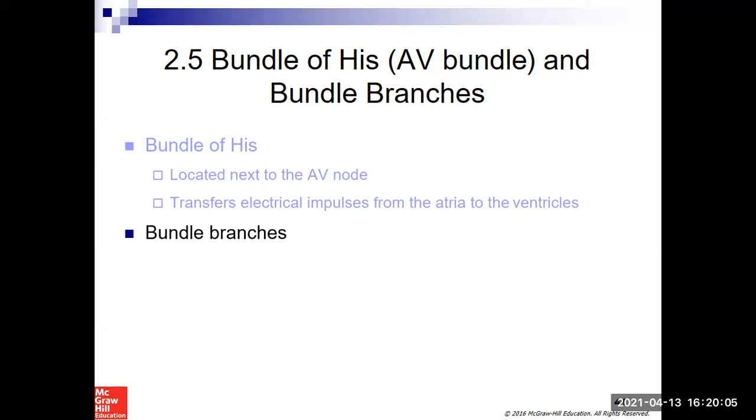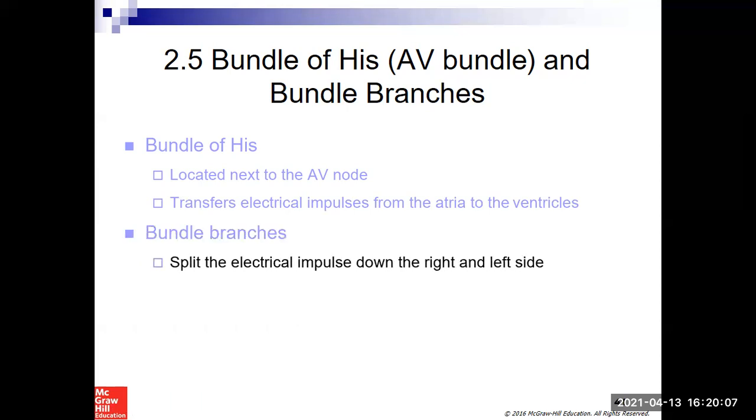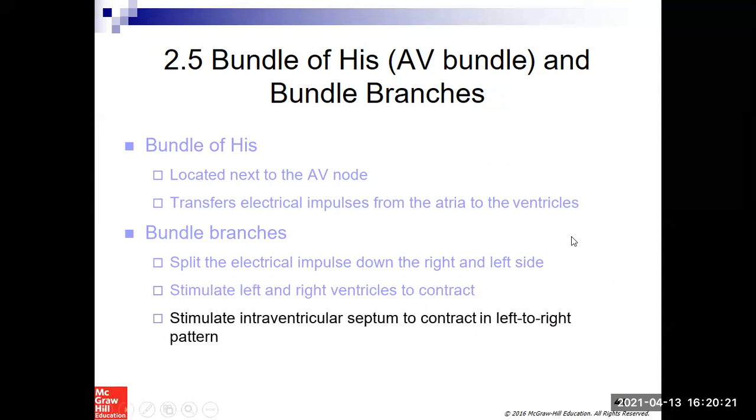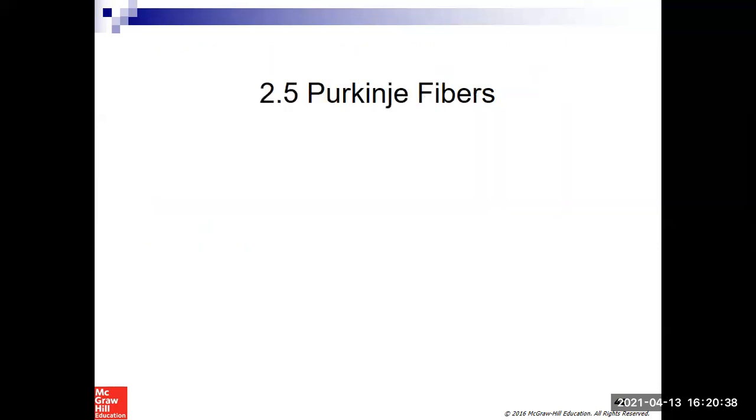We have bundle branches, which split the electrical impulses down the right and left side, stimulate left and right ventricles to contract, and stimulate the interventricular septum to contract in a left to right pattern. So it's going to contract from the left side to the right side.